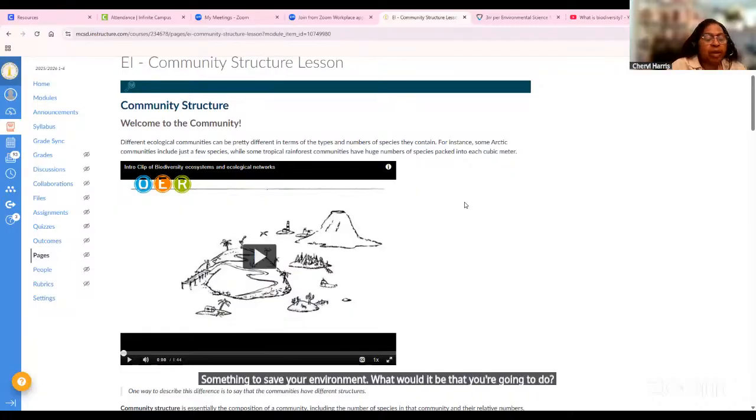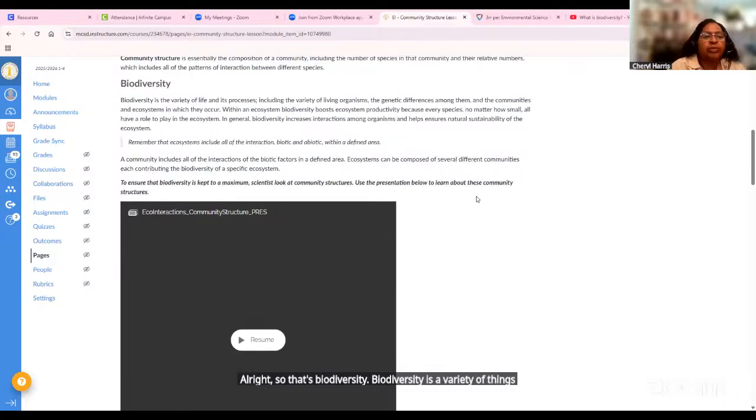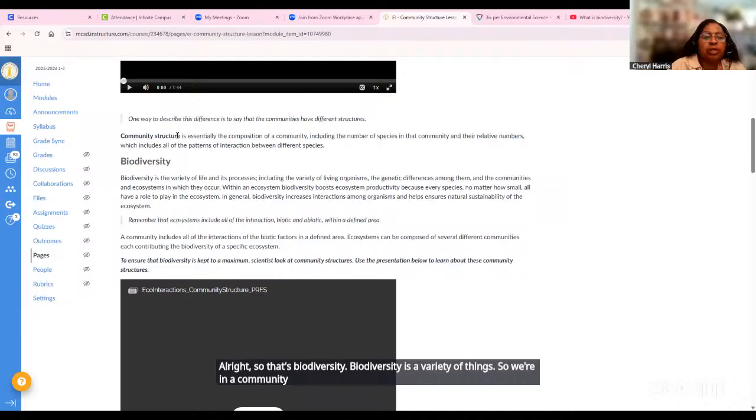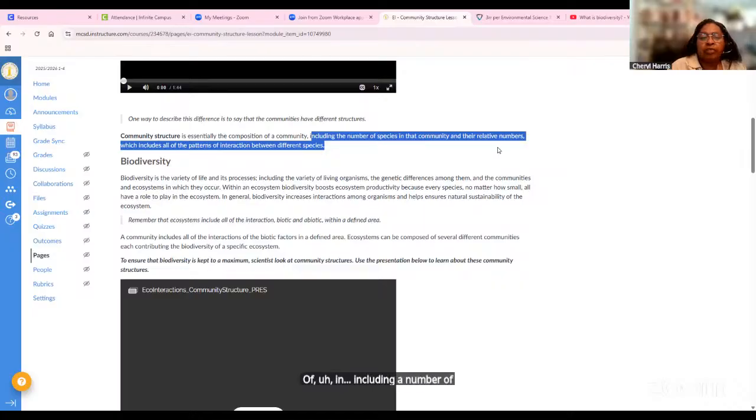All right, so that's biodiversity. Biodiversity is a variety of things. So we are in a community. A community is a group of organisms, including a number of species and their numbers, and that includes the patterns and interactions, things that they do. So again, we're still looking at niche, a lot of different species.